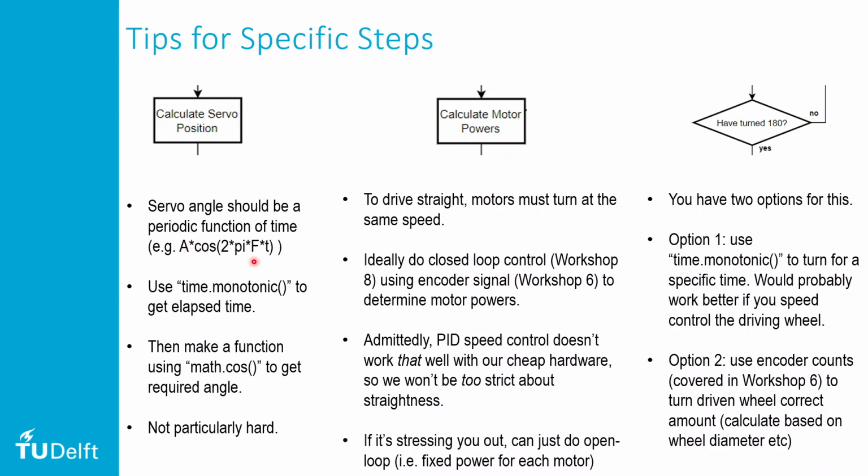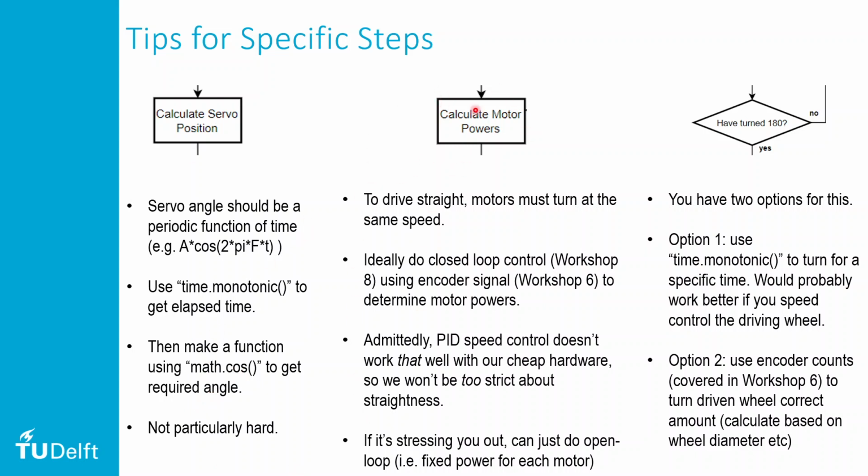And then you just multiply it by some sort of amplitude, and in the brackets put 2 pi because these cosines use radians. So 2 pi times the frequency at which you want it to wiggle back and forth times the time. So that can be done in just one line of code. It's not particularly hard.